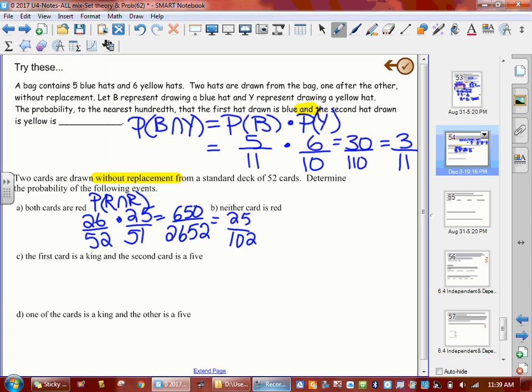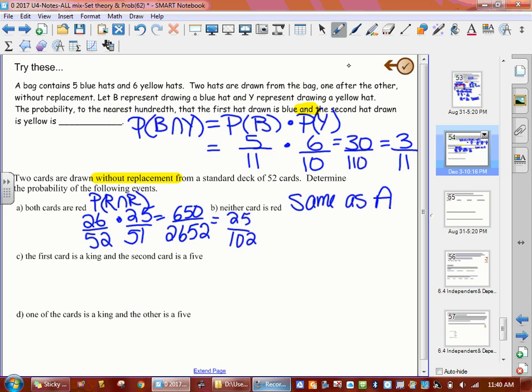Okay? Well, let's take a look at the next one. You want neither card to be red. Well, is that the same thing as saying I want to pick black and black? Would that have a different total than the red and red? No, it would be the same as A, because there's an equal amount of black and red cards. If there was a different amount of black and red cards, the answers would be different.